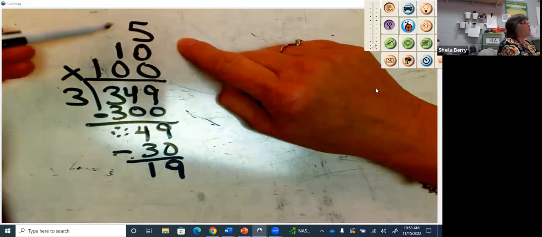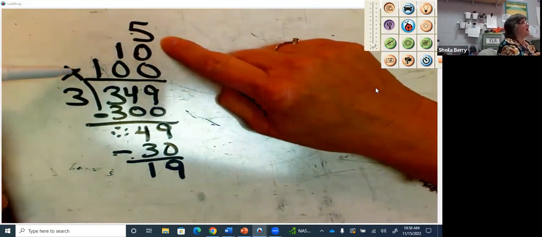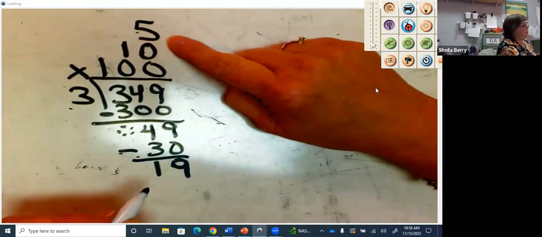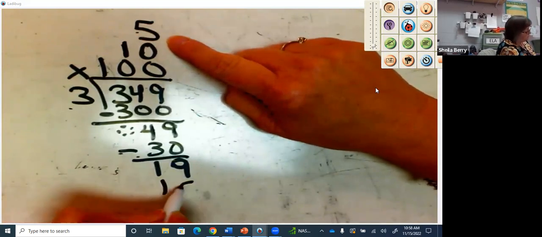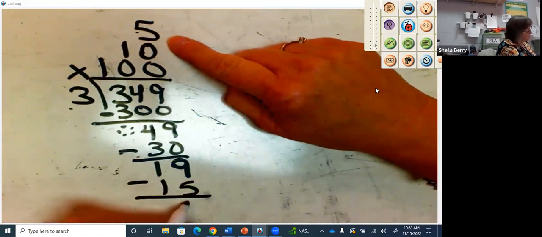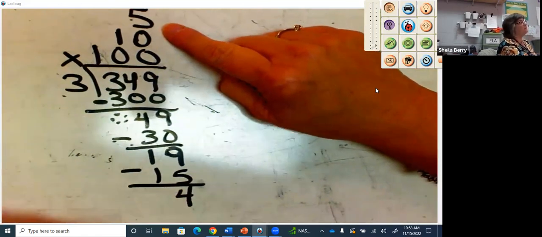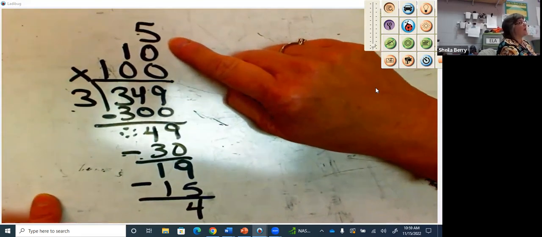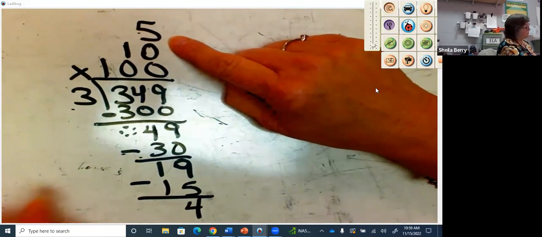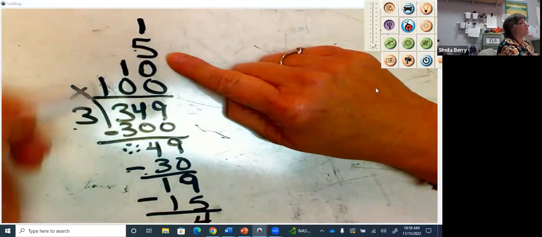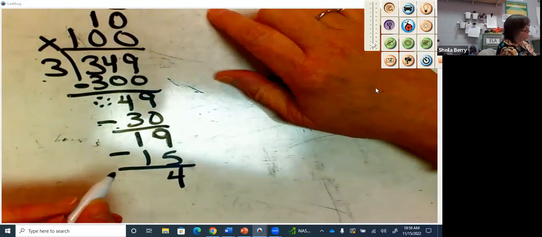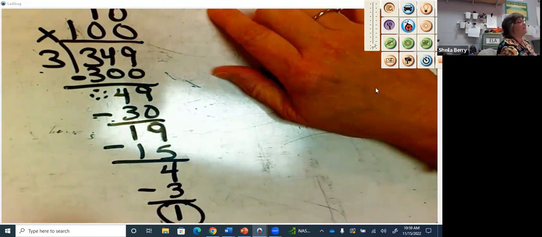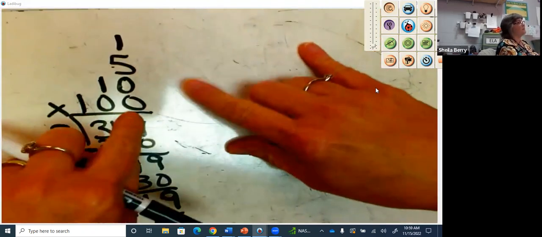5. Remember, you have to multiply this. So 5 times 3 is 15. And when I subtract, I get 4. Am I done? No, because 4 is bigger than 3. So what number can I put to get me close to that? 1. What's 1 times 3? 3. And when I subtract, I get 1. And that's smaller. Now, what do I have to do to these numbers?